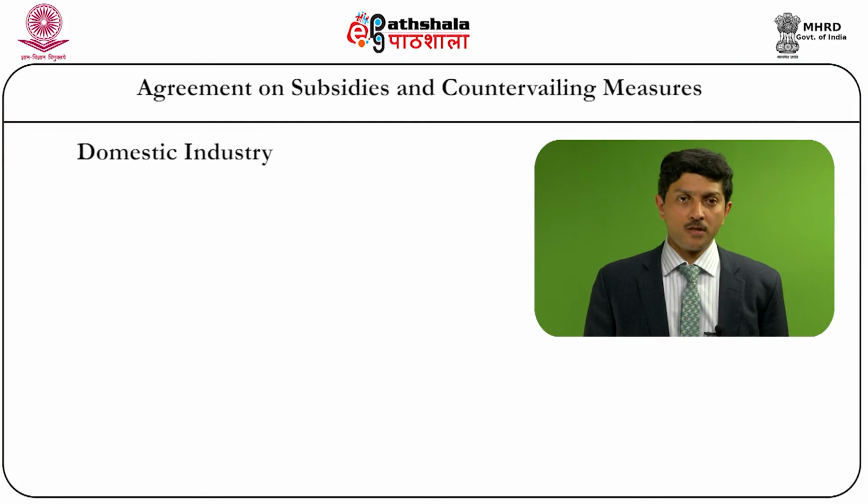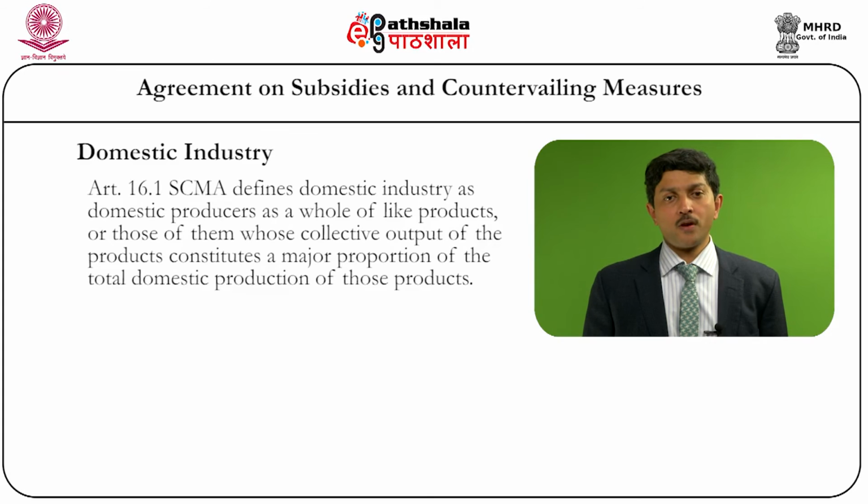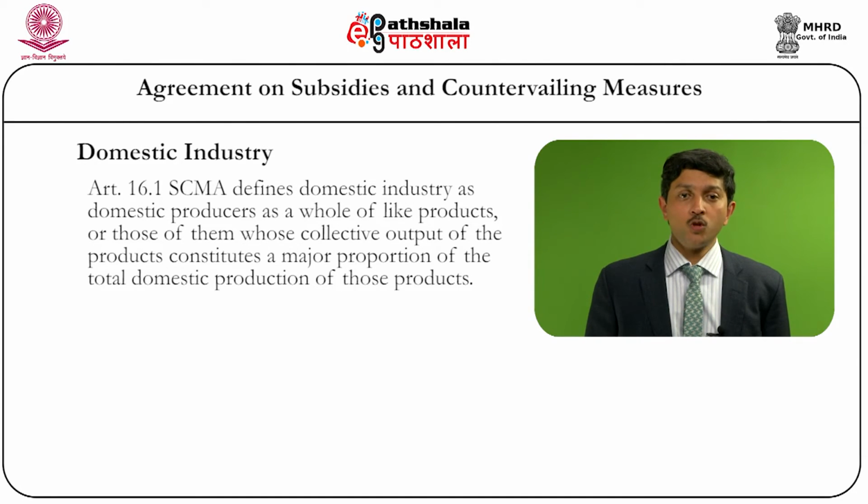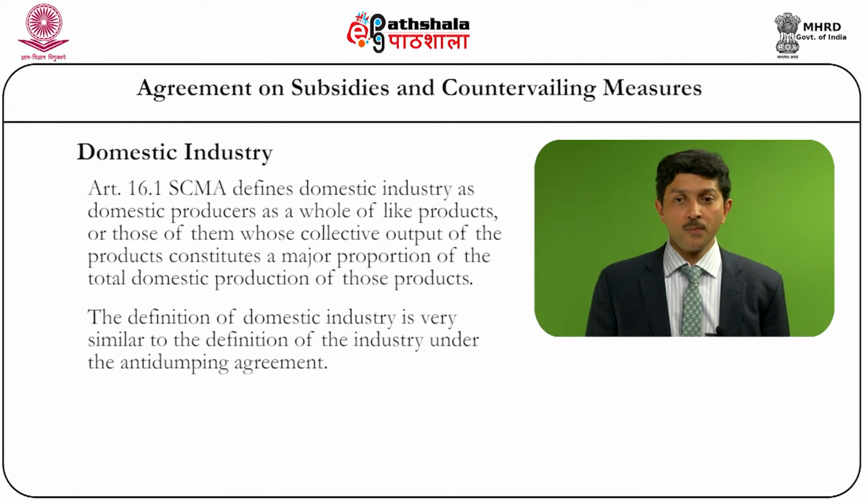The identification of the like product is also important for the definition of the domestic industry. Article 16.1 of the SCM agreement defines domestic industry as domestic producers as a whole of the like product, or those of them whose collective output of the product constitutes a major proportion of the total domestic production of those products. So, the definition of domestic industry is very similar to the definition of the industry under the anti-dumping agreement.